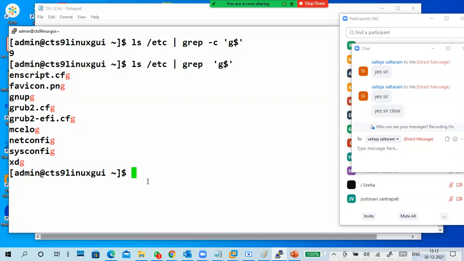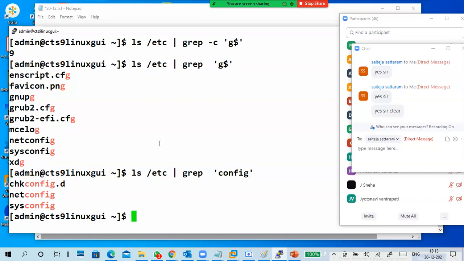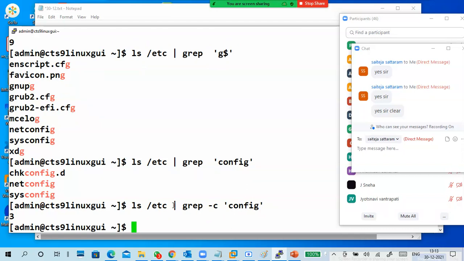Like how many lines match with a pattern. You can see netconfig, sysconfig are there, no? So we'll try that one. Why always put a z? We'll put a config pattern. So chkconfig.d, netconfig.d, sysconfig. What I'm doing is counting how many files match this one. Three files.